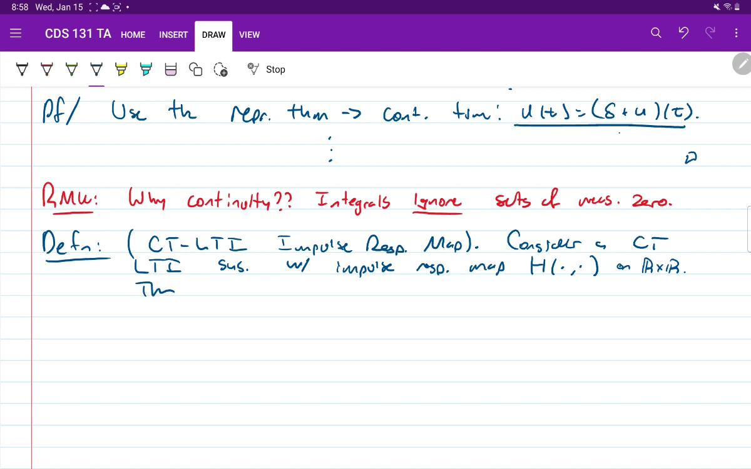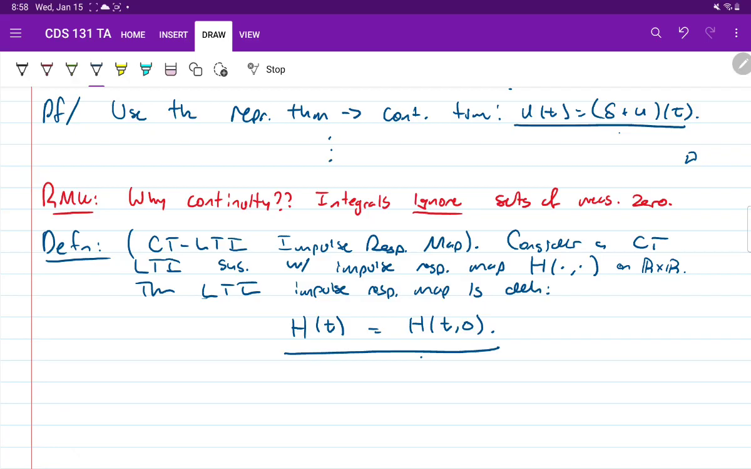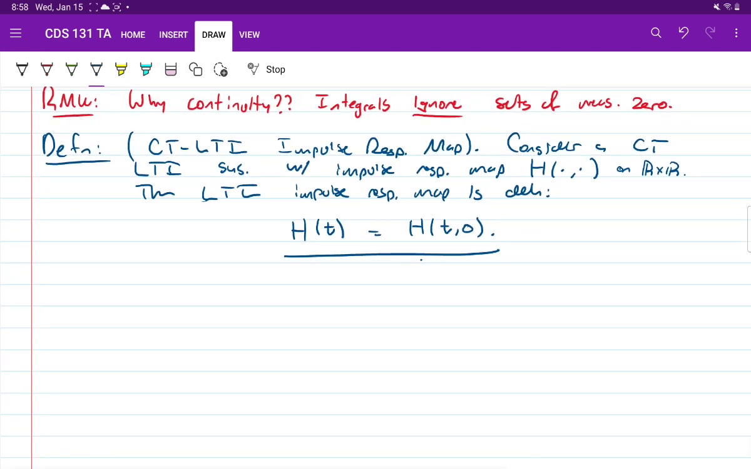Just like before, we define the LTI impulse response map as just H of t comma 0. So it's a single input map, H of t, which is defined as H of t comma 0. We do the same thing that we did in the discrete time case, where now we have only a single input function.